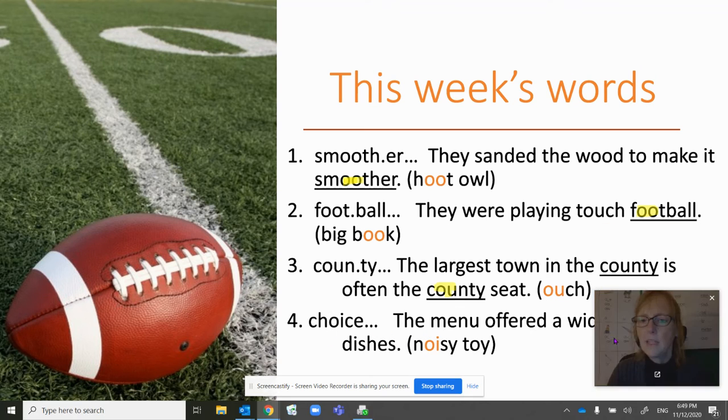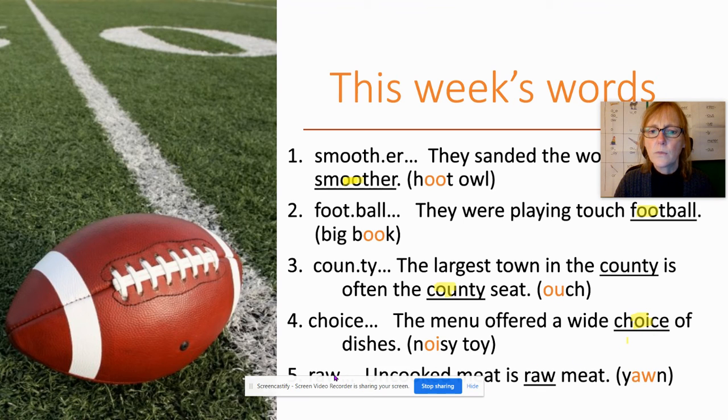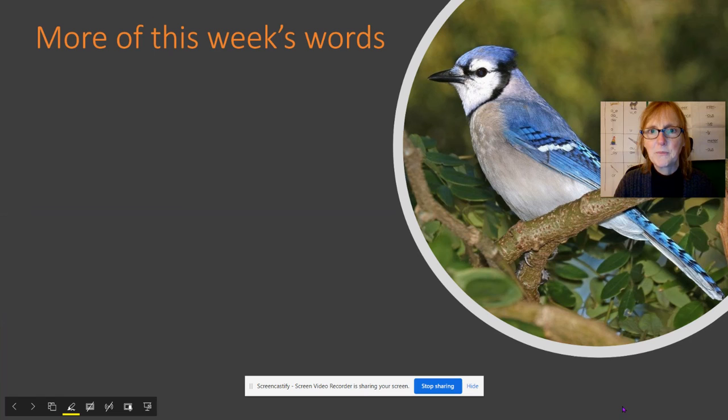Choice: the menu offers a wide choice of dishes. So here we have the oi as in noisy toy. Don't forget that the E comes at the end to keep the S of the C saying this sound. And raw: uncooked meat is raw meat. There's the ah sound as in awful yawn, spelled A-W.